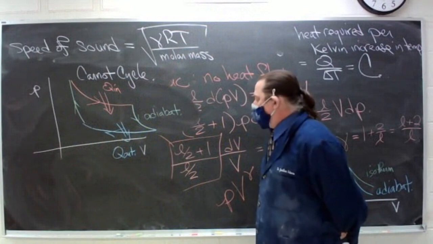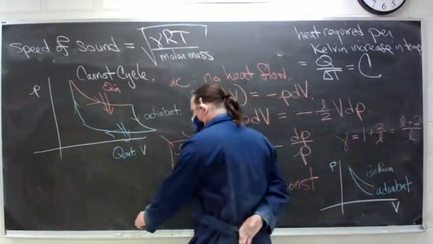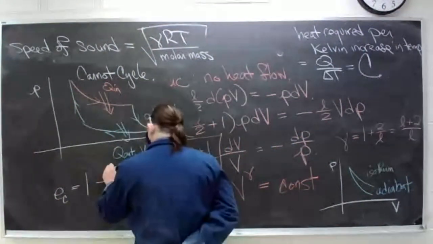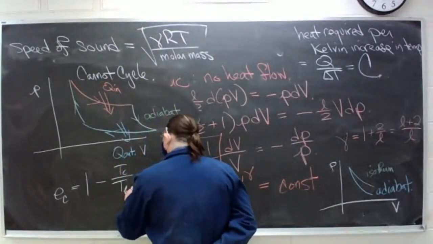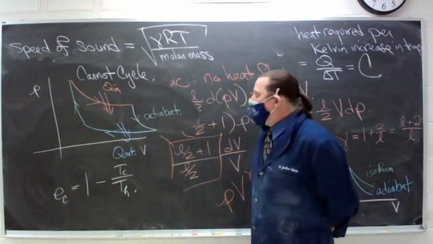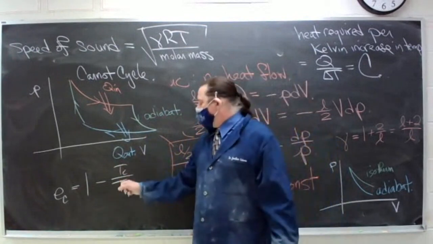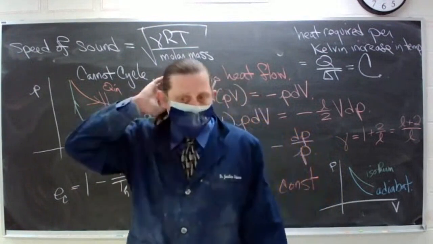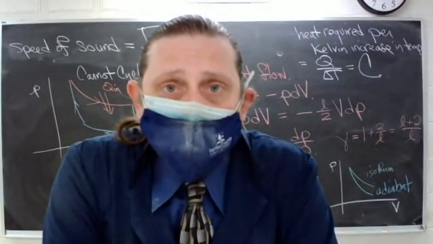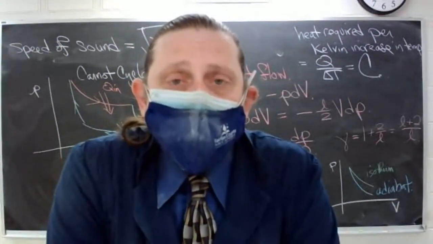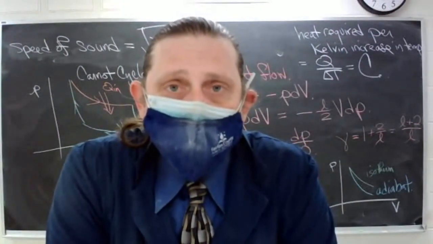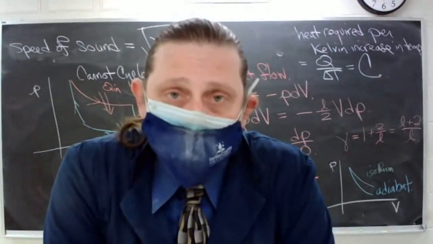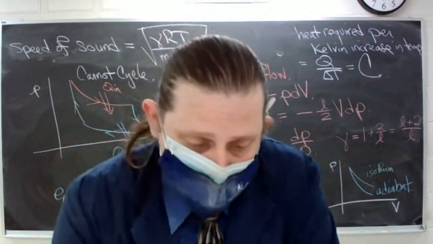All right, the efficiency in a Carnot cycle is equal to 1 minus the ratio of the temperatures, T cold divided by T hot. And this Carnot cycle is the most efficient possible that we can get for an engine operating between those two temperature extremes.